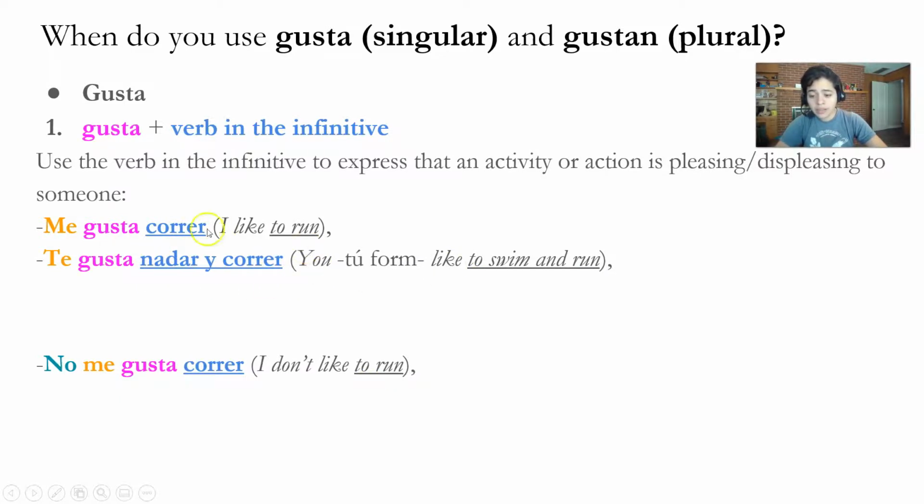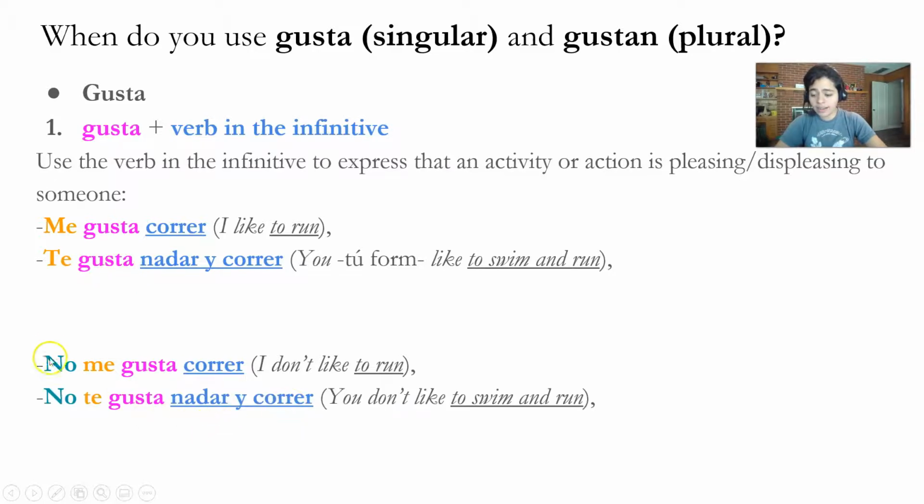To swim and run is the subject of the sentence in these structures. Even if you have one verb or two verbs in the infinitive, it's always gusta. It's always in the singular form. No te gusta correr y nadar. Notice where is the negation. Always in front of the indirect object pronoun.